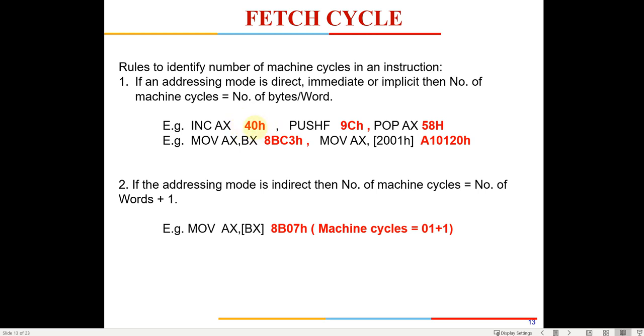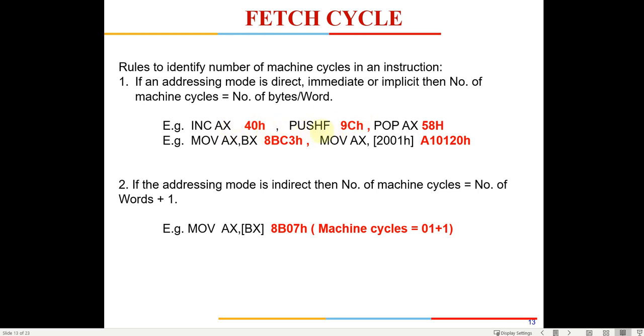This code is ultimately going to be saved into some memory location. The time taken to fetch this instruction is only one machine cycle, because this is only 1 byte of information, so it will take one machine cycle to get it and decode it. Once it is decoded, there is no need to generate any physical address, because it is a register operation.